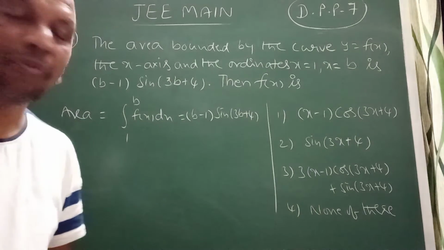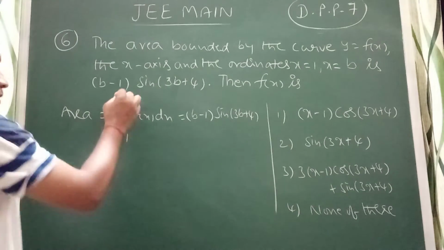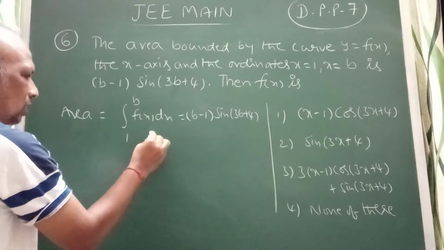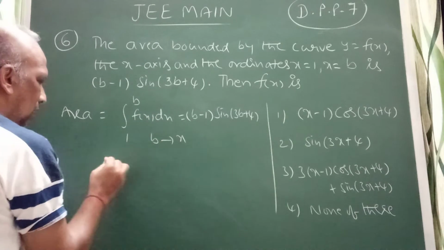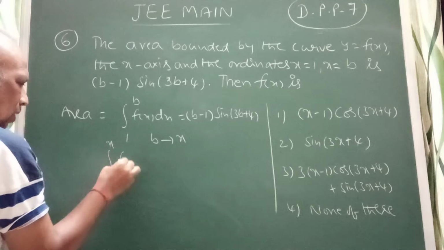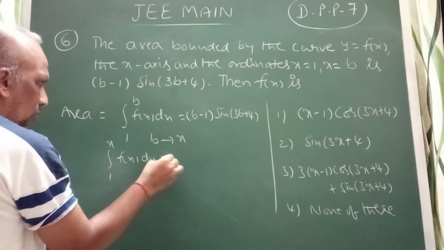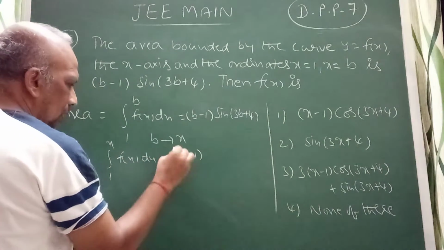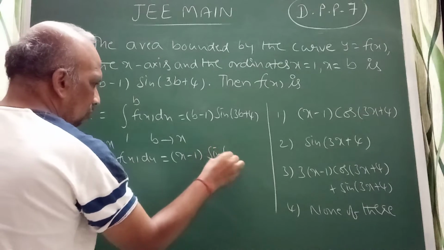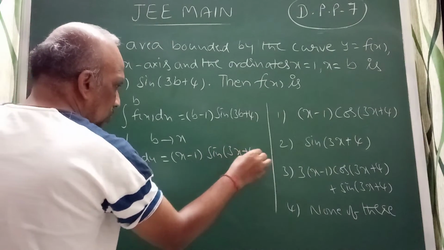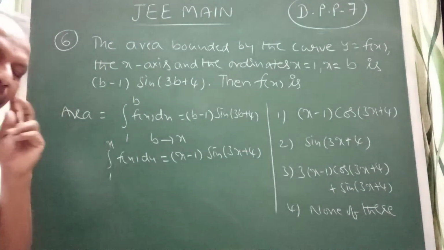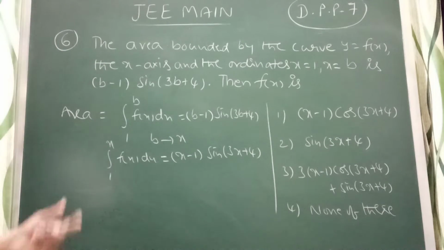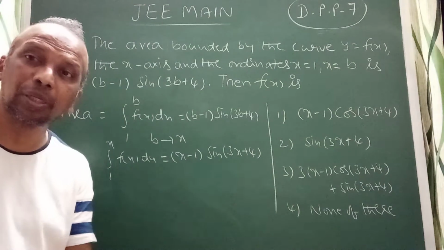If I replace b with x, we get the area function, right? If we replace b with x, integral 1 to x f of x dx is equal to (x minus 1) into sine of (3x plus 4). Let's replace b with x. Then differentiate on both sides by using Leibniz rule.